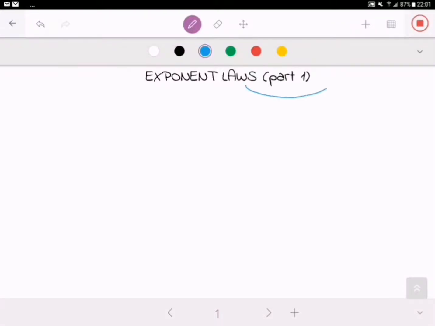In this video, we will be looking at exponent laws part 1. Our x would be our base value and the 2 would be the exponent part. So let's look at the first exponent law.